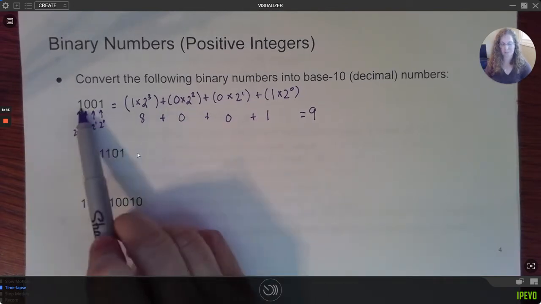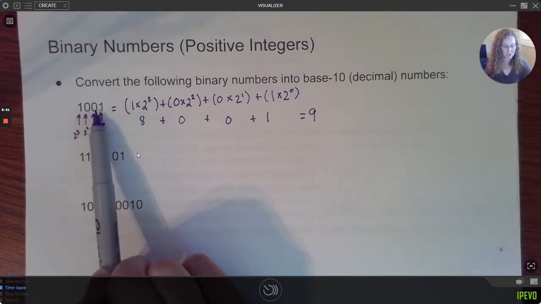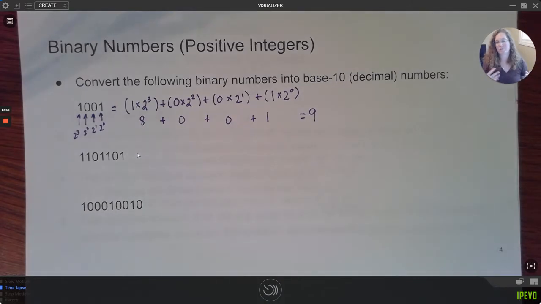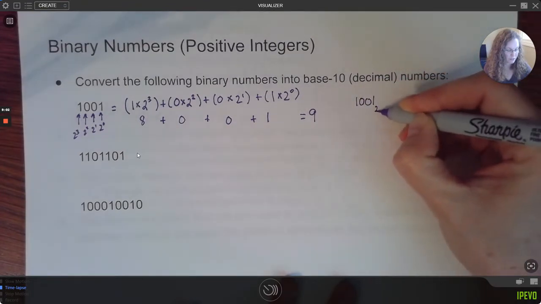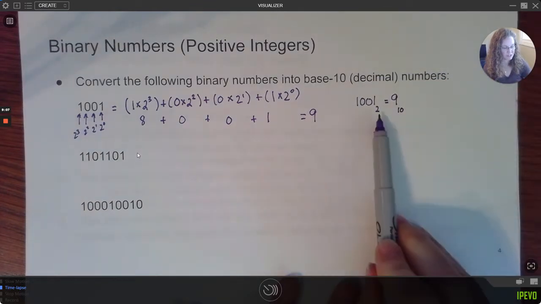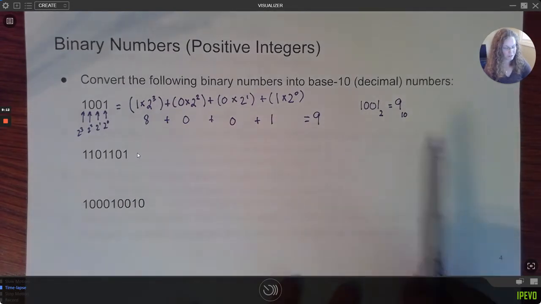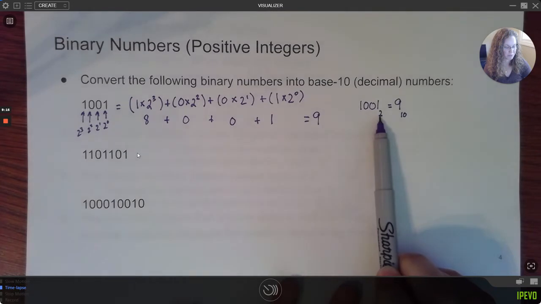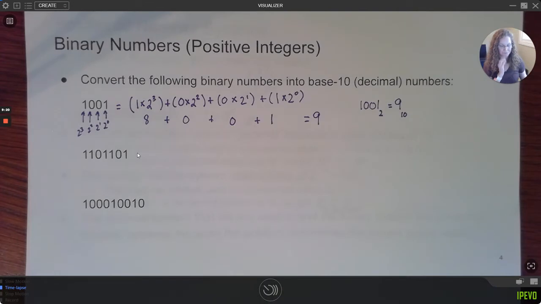We think of this as being the number 9. The computer can only understand it as 1001. If we were looking at it, we would call it 9 because that's what we're familiar with. The way that we can write this is 1001 in base 2 is equal to 9 in base 10. The little subscript just indicates what base I'm using. So the binary number 1001 is the same thing as 9 in the decimal system. Okay, let's try another one.